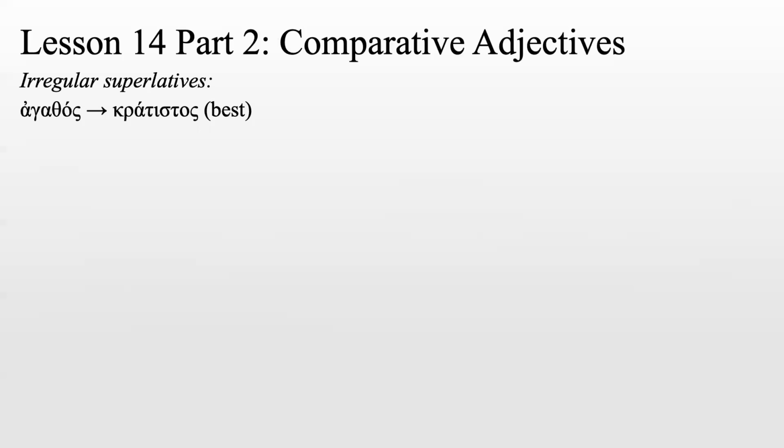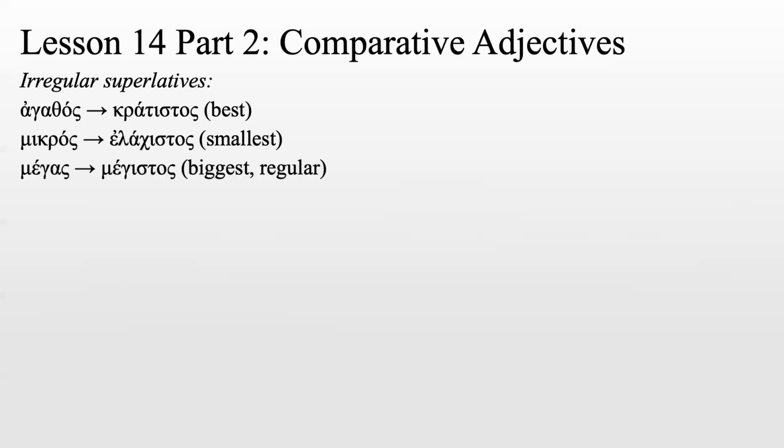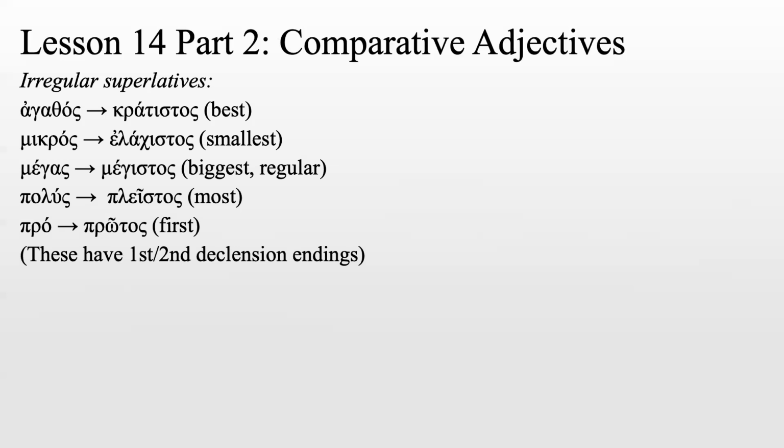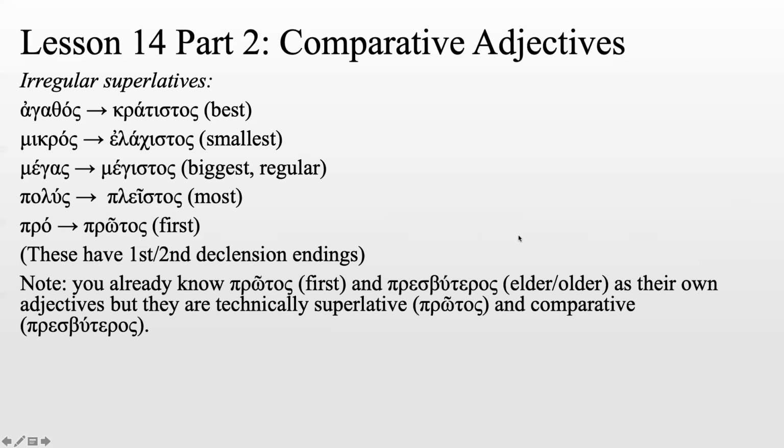All right, irregular superlatives. Agathos becomes kratistas, which means best. Mikros becomes elakistas, which means smallest. Megas becomes megistas, which is biggest, and that one is regular. Polus becomes pleistas, which means most. Pra becomes protos, which means first, and these have first and second declension endings. So even if they're slightly irregular in one way or another, they're still going to take totally normal endings.